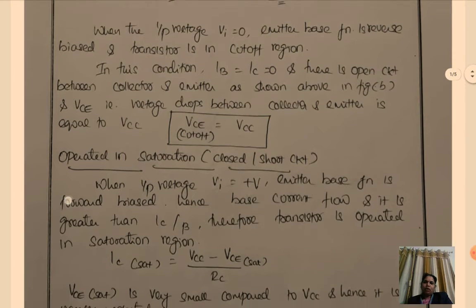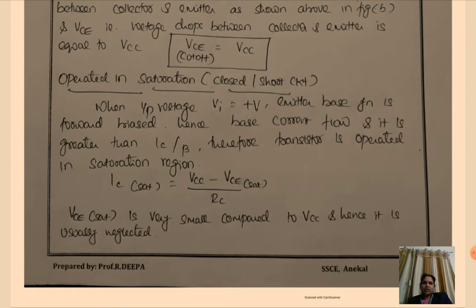Now I am going to operate the transistor in saturation region so that it can be operated as a closed switch. So now I am going to give an input voltage Vi equal to plus V. If a voltage is provided to the base of the transistor, I am going to make the emitter base junction forward biased. If the emitter base junction is forward biased, there will be a flow of majority charge carriers which will constitute the base current.